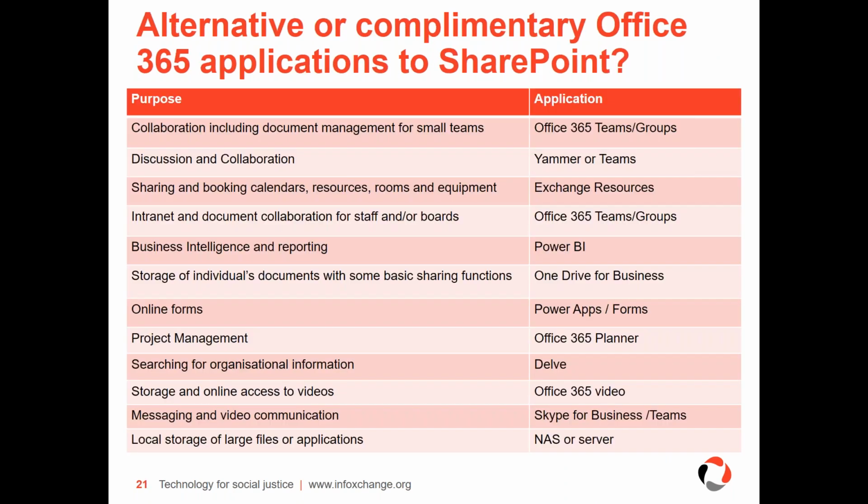Within Office 365, there's many tools to do the one thing, and it's all about the tool that suits the purpose of what you're doing. So you can see now with collaboration and document management for small teams, do I need SharePoint or can I use Office 365 Teams or Groups instead of SharePoint? It reduces my implementation costs considerably. Therefore, it might be a path for you to go down just the Teams and Groups side path instead of building a full-blown intranet.